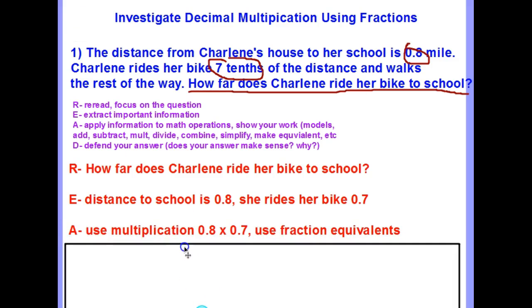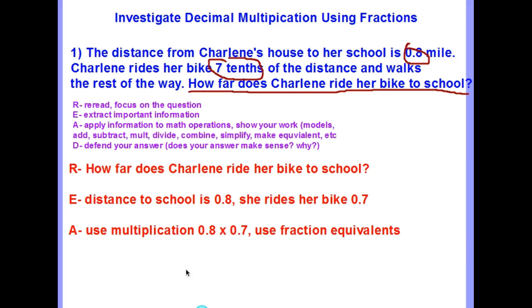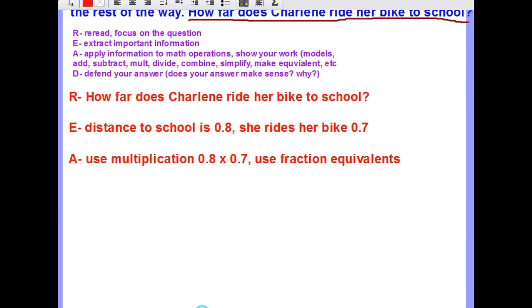The next thing that we're going to do is apply our strategy. And in this case, we're going to use multiplication, and we're going to multiply 8/10 times 7/10 using a fraction in order to do that. So let's get started on this part of the problem. Now that I have the information that I need, I can go ahead and begin solving.